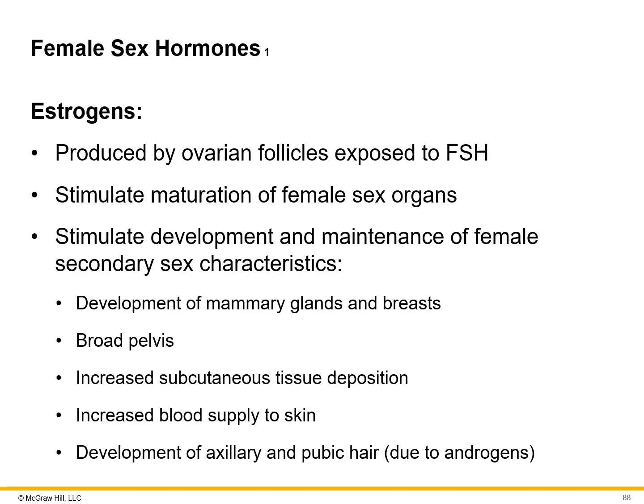For the female sex hormones, you've got your estrogens. That is produced by the ovarian follicles that are exposed to your FSH, which is your follicle stimulating hormone. Those also stimulate the maturation of your female sex organs, but it also stimulates development and also the maintenance of your female secondary sex traits, okay? Which would be what? The development of your mammary glands and your breasts. For females, we have that broad pelvis, okay? We also have the increased subcutaneous tissue deposition, also increased blood supply to the skin, and also the development of your axillary, which is the hair under your arms, and your pubic hair, okay?